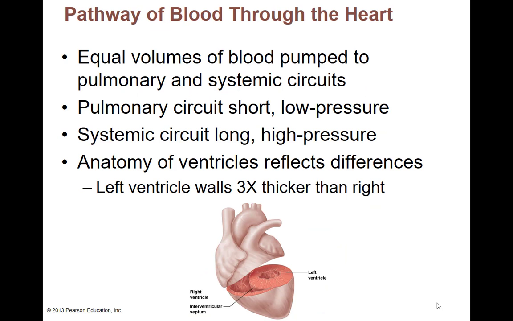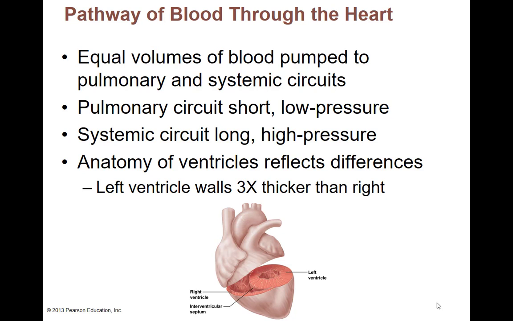Now, pathway of blood through the heart: equal volumes of blood are pumped to the pulmonary and the systemic circuit. And most people are like, there's no way, because the pulmonary circuit is only the lungs, compared to the entire body. Why would there be the exact same amount of blood in the lungs, where we're picking up oxygen, as in the body? Well, it's a unidirectional thing, and we're still sending the same volume of blood to the lungs.